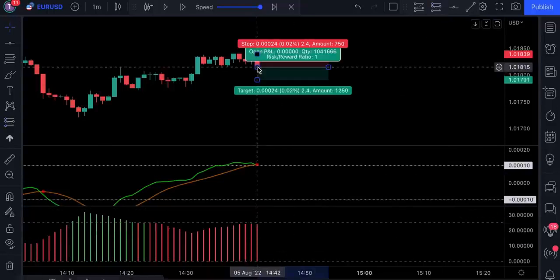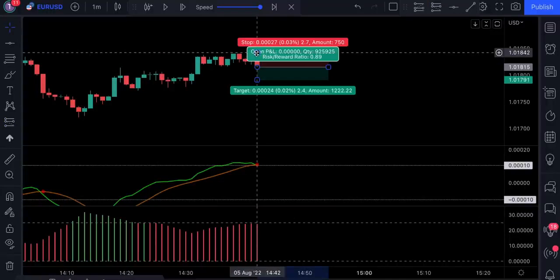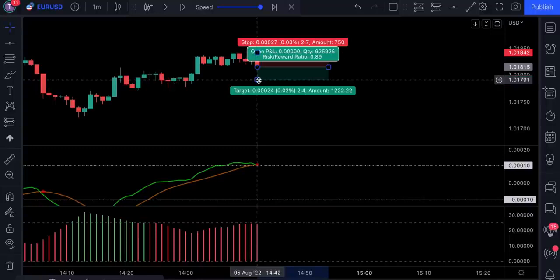Our stop loss will be set at the recent swing high. And again, if you can't find it, you can place it at the distance of 25 to 30 pips. And we will be targeting 2 times the risk.